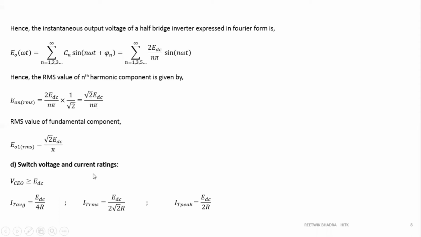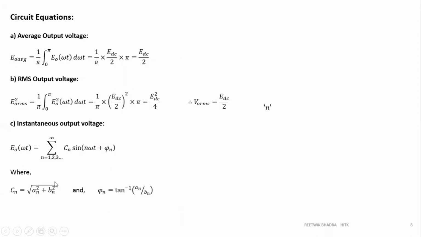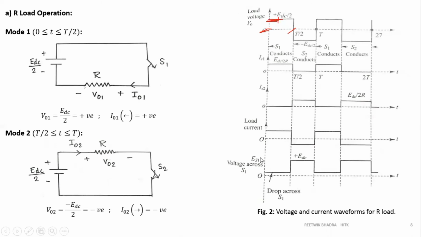The switch voltage and current ratings: VCO is EDC. This is your homework, I told you. See, the switch maximum voltage is EDC. You just go through it, how EDC is coming. If you have doubt, find it at your home. If you have doubt, you ask.